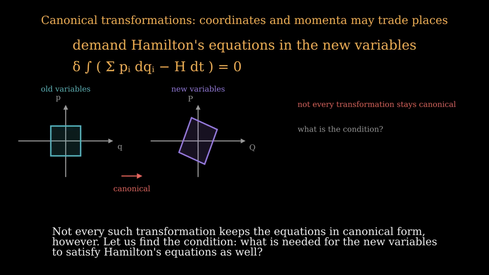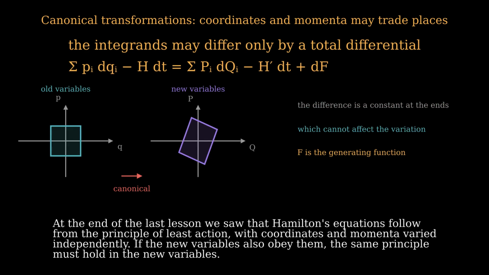Not every such transformation keeps the equations in canonical form. However, let us find the condition. What is needed for the new variables to satisfy Hamilton's equations as well? At the end of the last lesson, we saw that Hamilton's equations follow from the principle of least action, with coordinates and momenta varied independently. If the new variables also obey them, the same principle must hold in the new variables.